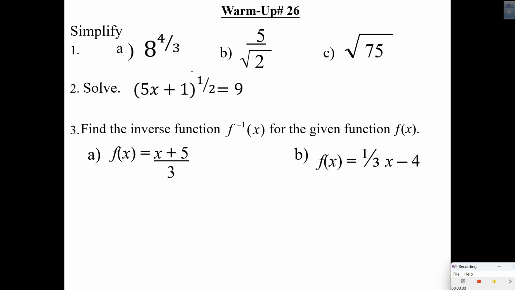Everyone, welcome back to another exciting day in mathematics. Whoop, whoop. Warm-up number 26 is on the screen. Let's get started, please. By now, we should be experts at all these three, yes? Yes, Mr. Q. All right, good.